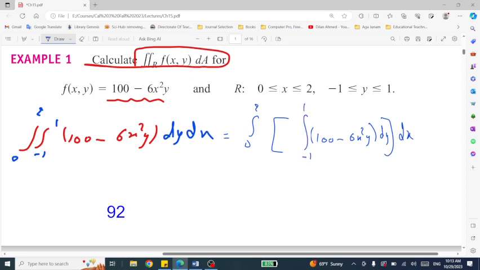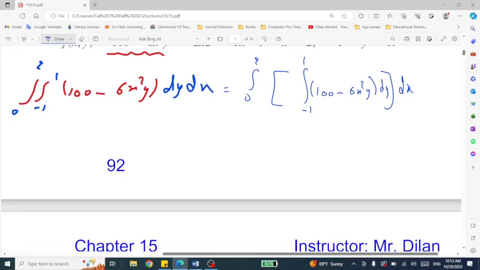How we solve that one is easy. Am I right? So how do you solve that one? We know it will be 100 y minus 6x squared outside. Why? Exactly, the integral of y is y squared over 2. Shall I repeat it?